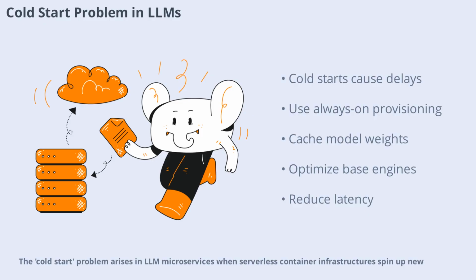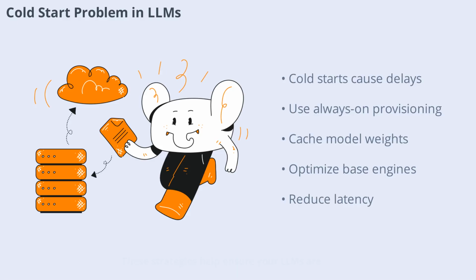Cold start problem arises in LLM microservices when serverless container infrastructures spin up new instances that must pull and load large model weight files into GPU memory before serving requests. This can cause significant delays. To mitigate cold starts, use dedicated always-on provisioning, cache model weights on shared network file systems, or leverage highly optimized base engine. These strategies help ensure your LLMs are ready to serve traffic with minimal latency.